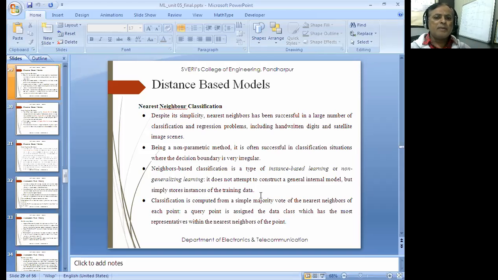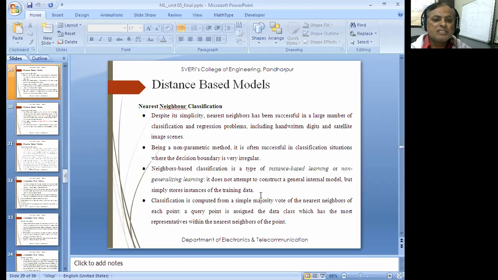Being a non-parametric method, it is often successful in classification situations where the decision boundary is very irregular. So we had seen parametric and non-parametric, two things. In parametric, the decision boundary is quite regular, whereas in non-parametric methods the decision boundaries are irregular. So it can classify well even for irregular boundaries, which we also saw.